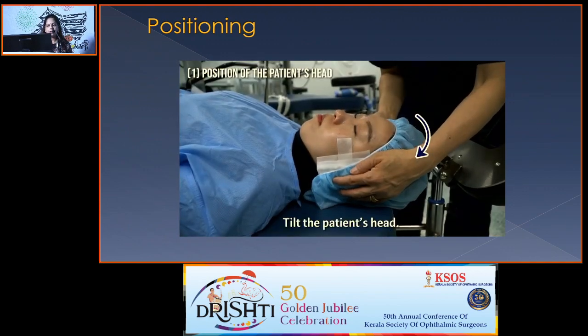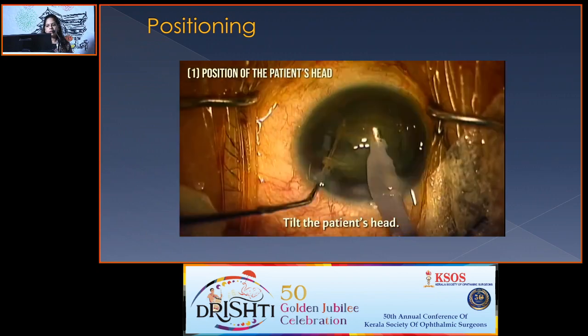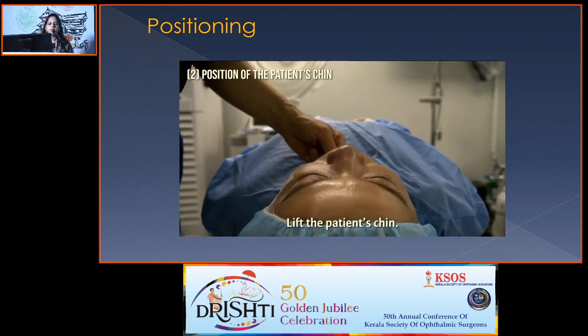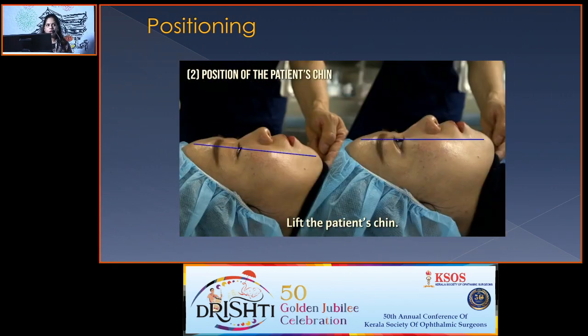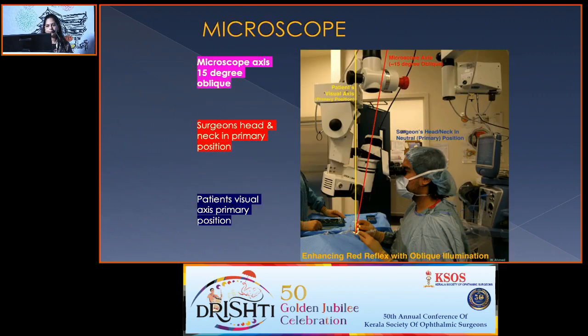It is better to tilt the head slightly to the side because it prevents pooling of the fluid in the conjunctival sac. Slightly lift the chin so the eye comes in level with the microscope light. In order to avoid Bell's phenomenon, ask the patient to look directly into the microscope light and open both eyes simultaneously. It is better to keep the microscope axis at 15-degree oblique manner, the surgeon's head and neck in the primary position, and the patient's visual axis in the primary position. This will enhance red reflex.